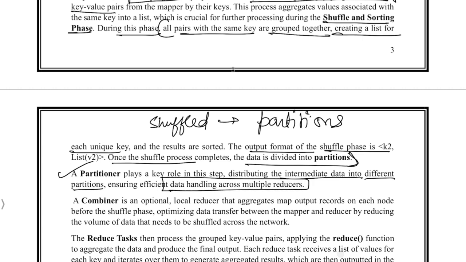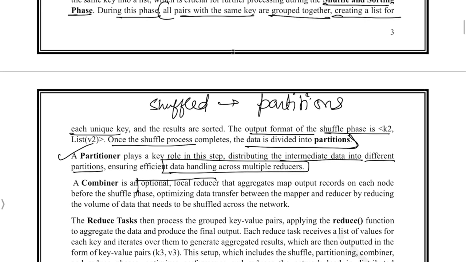Again, the intermediate data which is generated, you apply the partitioner and combiner function to make sure data handling is done across multiple reducers. The combiner is an optional reducer tool that mainly aggregates the map output records on each node before the shuffle phase, optimizing the data transfer between the mapper and the reducer.